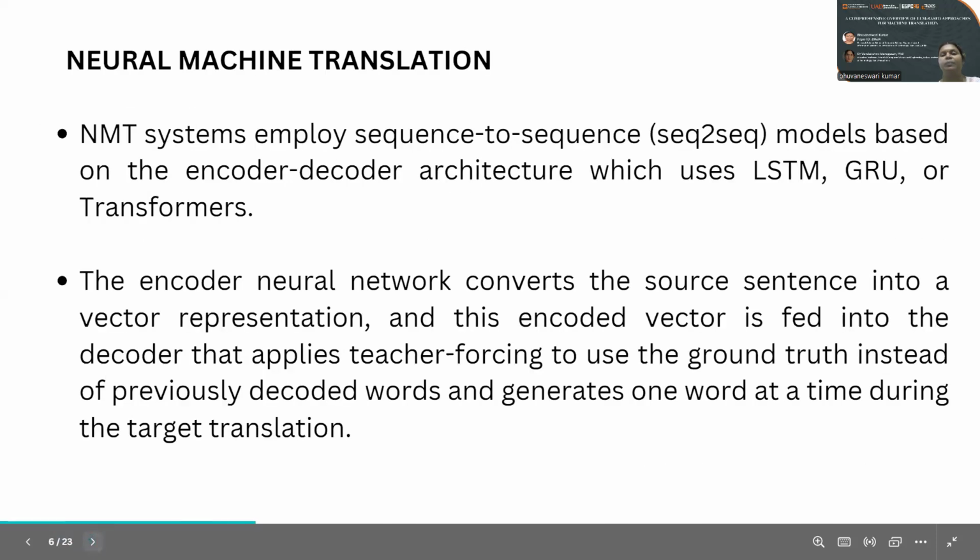Evolving from SMT, NMT systems employ a sequence-to-sequence model based on the encoder-decoder architecture, which uses LSTM, GRU, and transformers. Here, the encoder neural network converts the source sentence into a vector representation, that is, in the form of numericals, and this encoded vector is fed into the decoder that applies the teacher forcing technique to use the ground truth instead of the previously decoded words. And this generates one word at a time during the target translation.